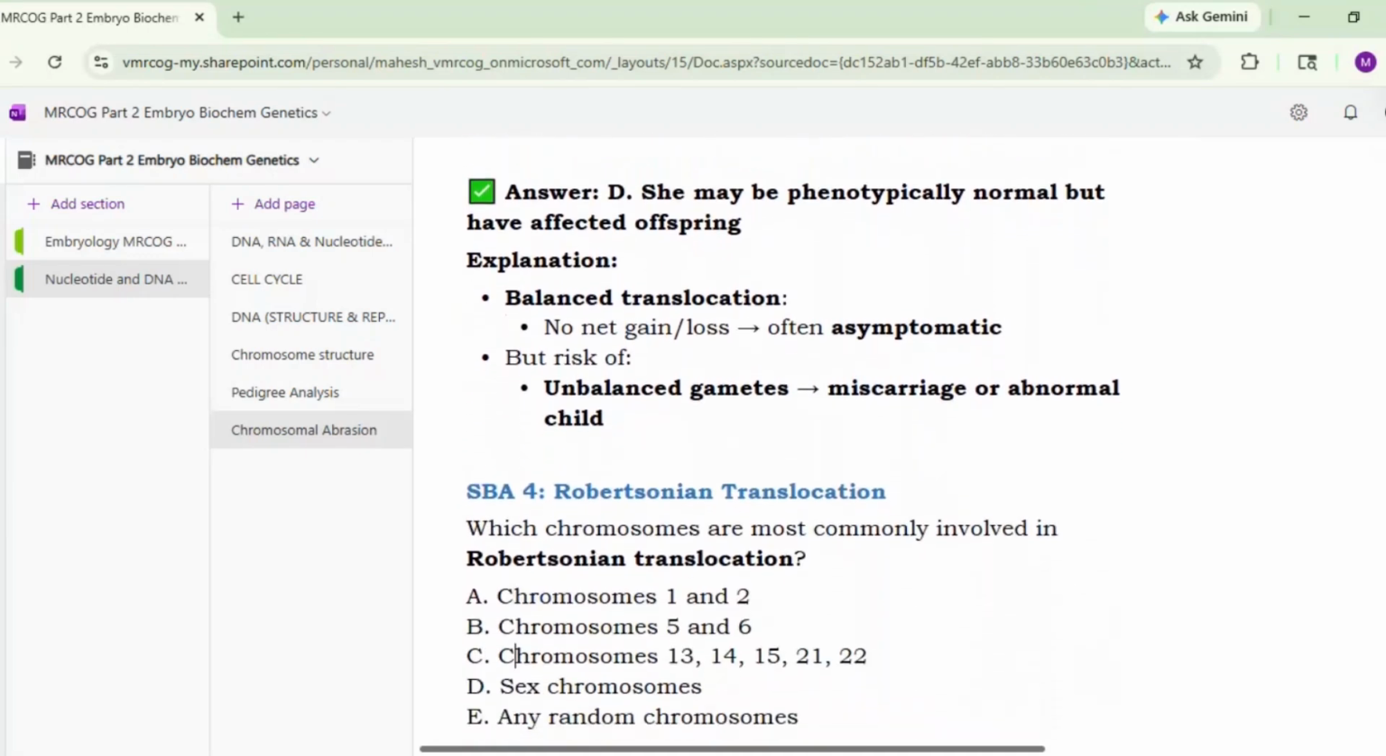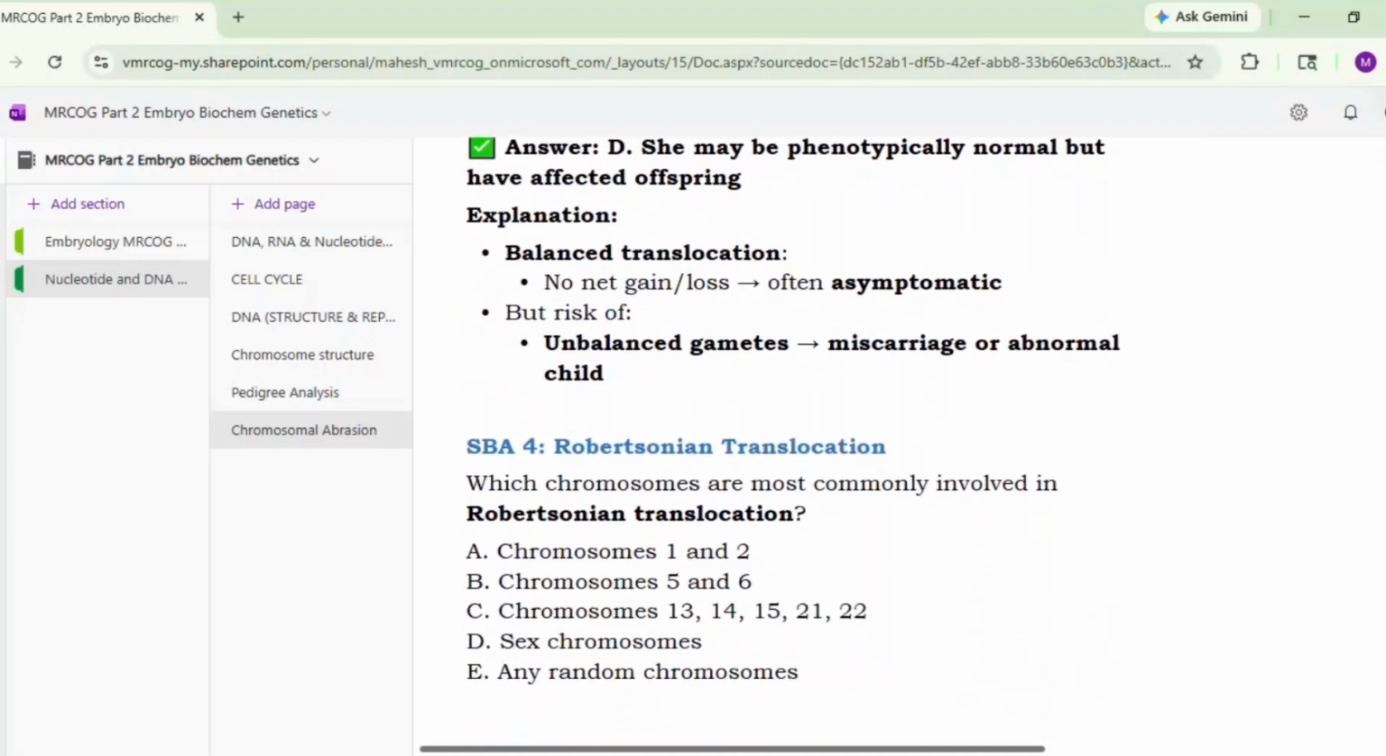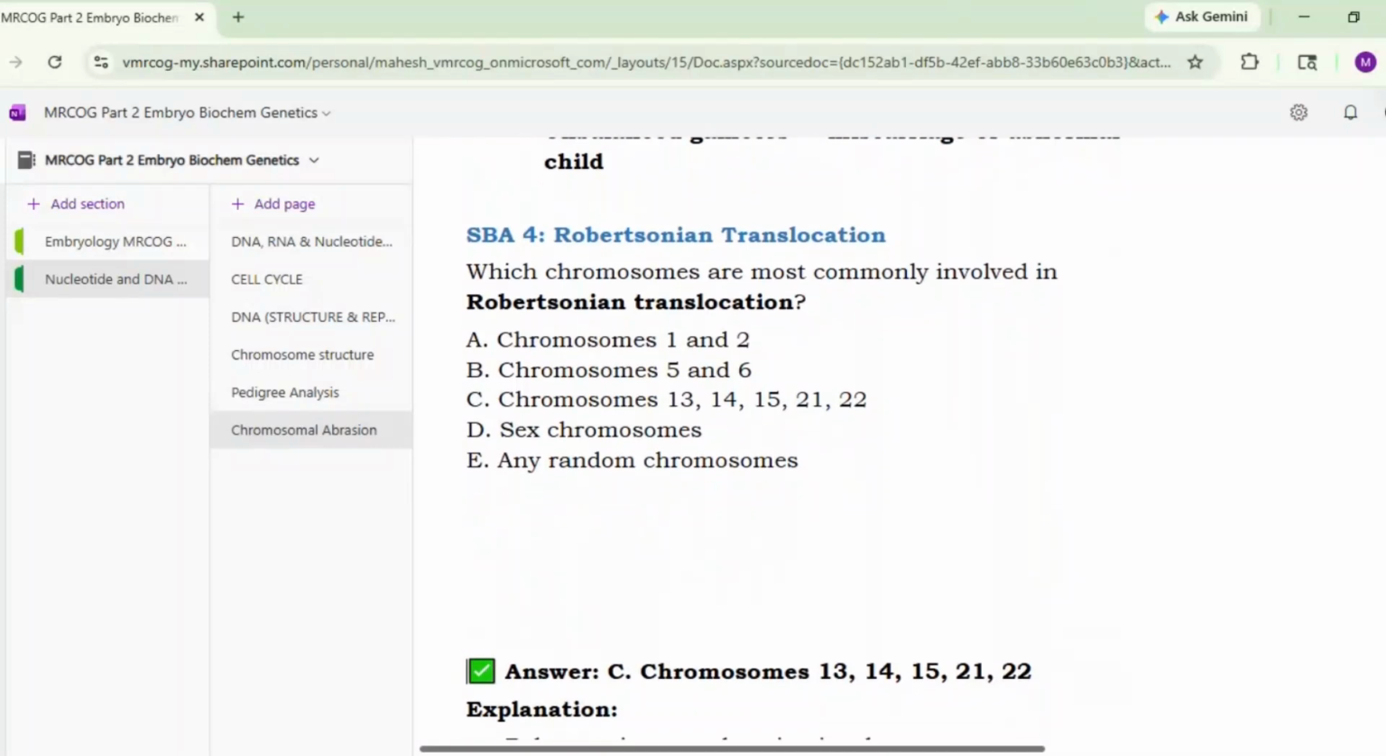Okay. Next. Which chromosomes are most commonly involved in Robertsonian translocation? Sir, sex chromosome, option D. I have mentioned Robertsonian. Any random chromosome can be involved, sir? No, Robertsonian is seen in acrocentric chromosomes. So which are acrocentric chromosomes? Option C. 13, 14, 15, 21.